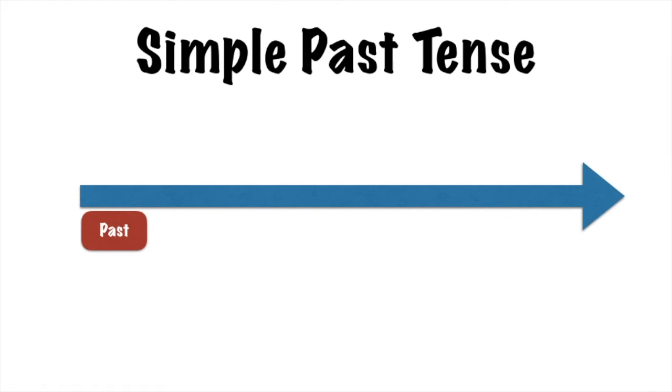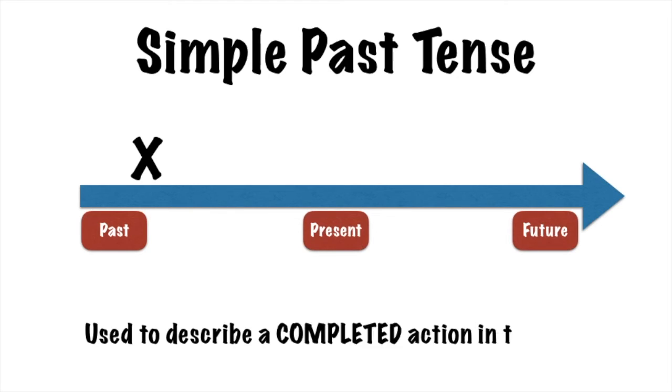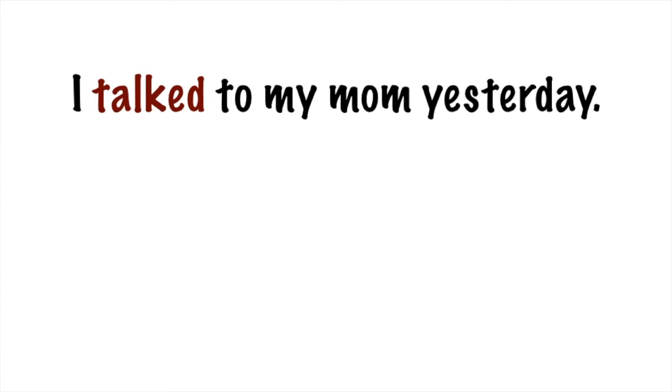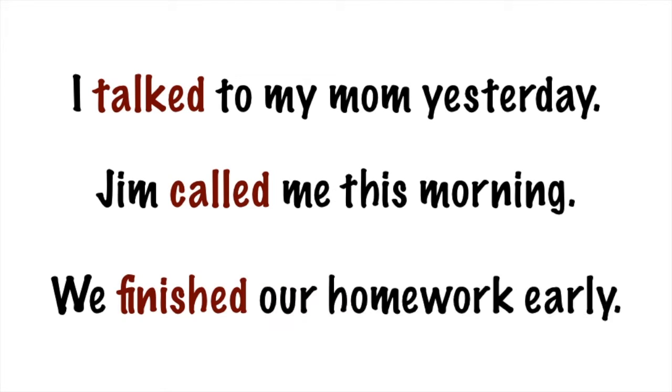So the simple past tense is very easy. Here we have the past tense, the present, and the future, and obviously the simple past takes place in the past. It's used to describe a completed action in the past. So for example, I talked to my mom yesterday. Jim called me this morning. We finished our homework early.